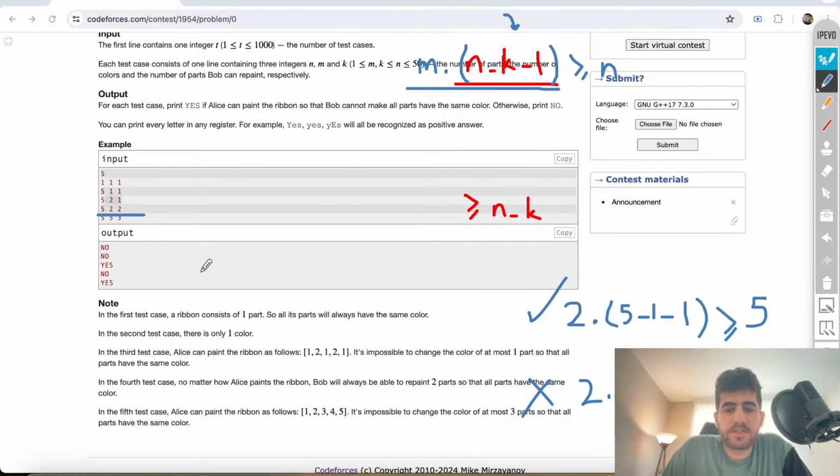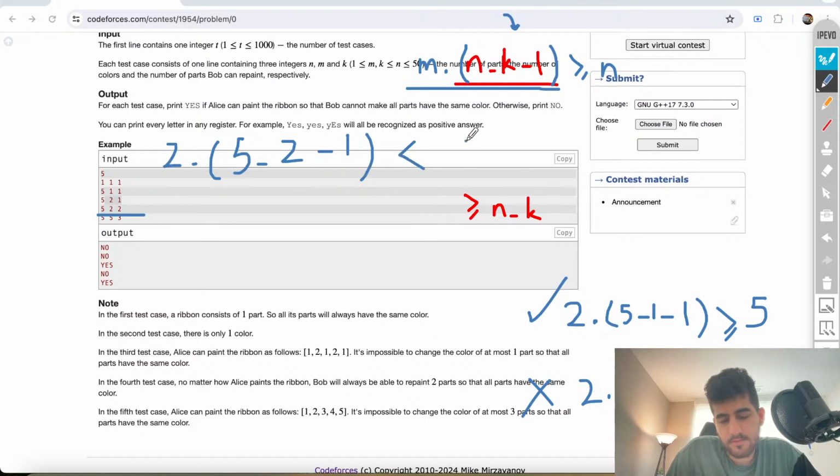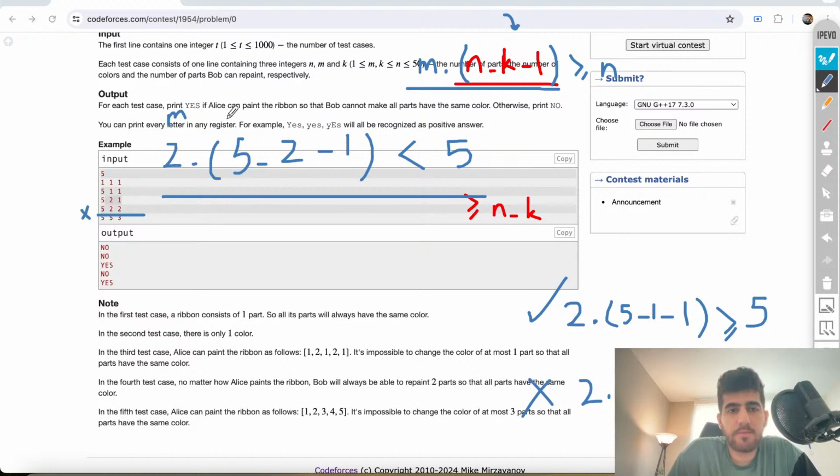Okay, never mind. I was just writing that 2 times 5 minus 2 minus 1 is less than 5. Okay. So this one is a no, because m times n minus k minus 1 is less than 5.